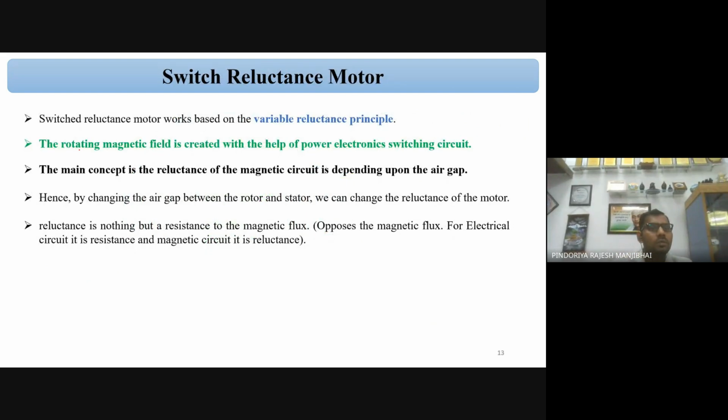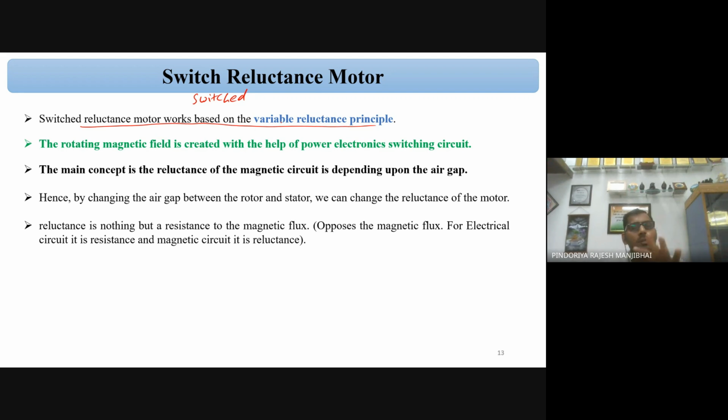So, switch reluctance motor again. The switch reluctance motor works based on the variable reluctance principle, and reluctance is nothing but that which opposes the main flux. Otherwise, we can say it is a mechanical resistor, correct? Some students said it is a mechanical resistor. So what is the property of a resistor? A resistor opposes the current in the electrical network. But in the case of the magnetic circuit, reluctance opposes the main flux. So that is your reluctance.